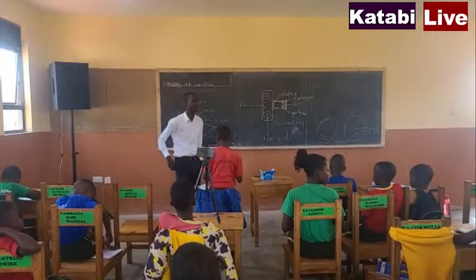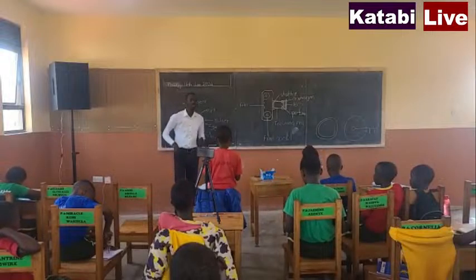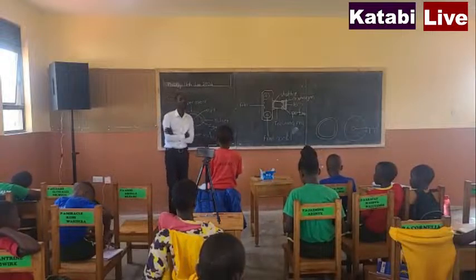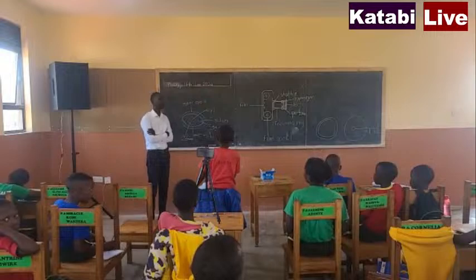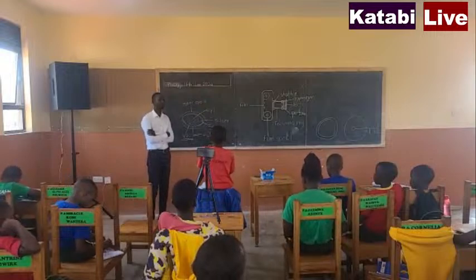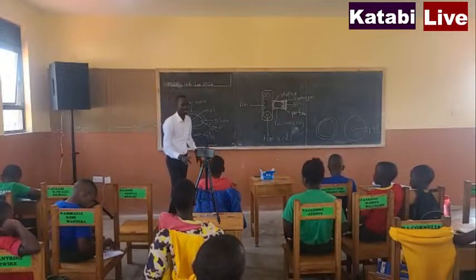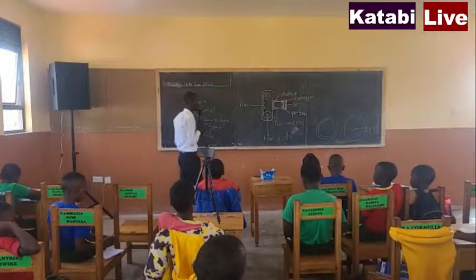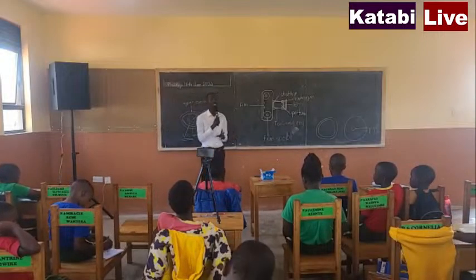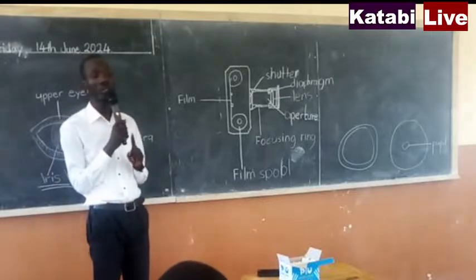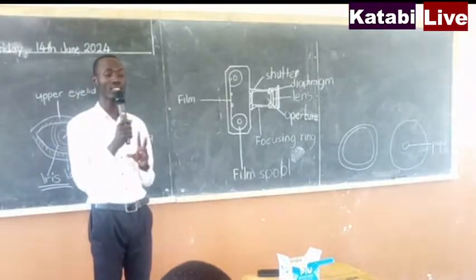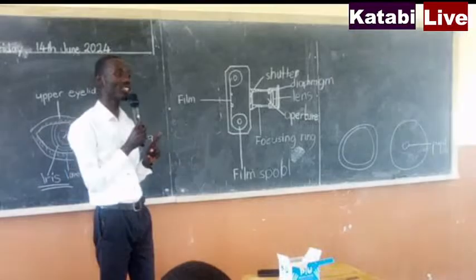I wanted to correct them because Joy said that the shutter corresponds with the iris, but the shutter corresponds with the eyelids. And that's very good. And also, the images that are formed on the film and the retina are similar, but then the images are real.